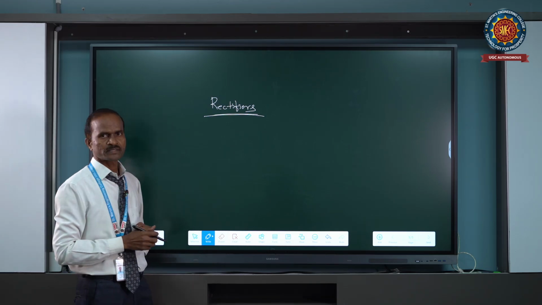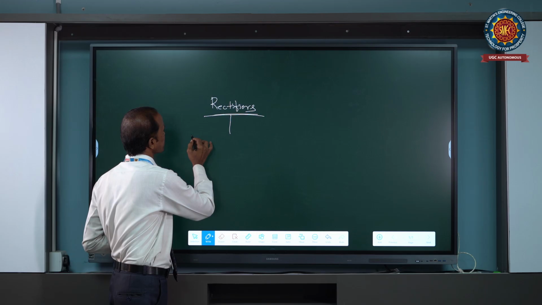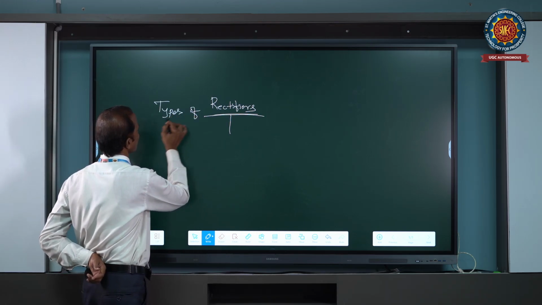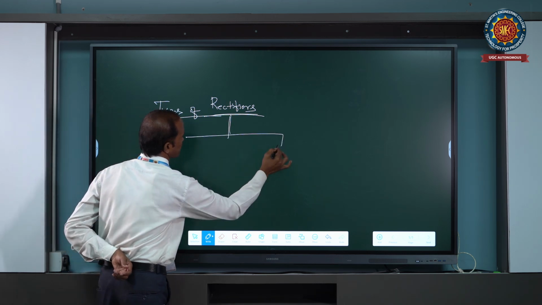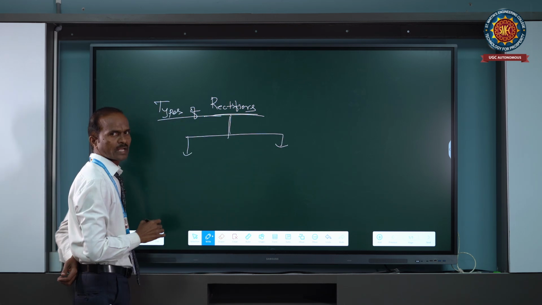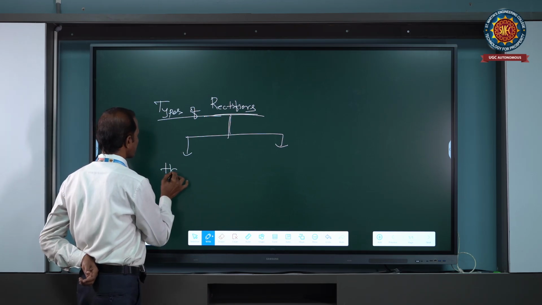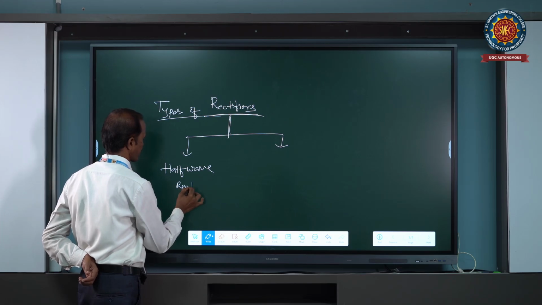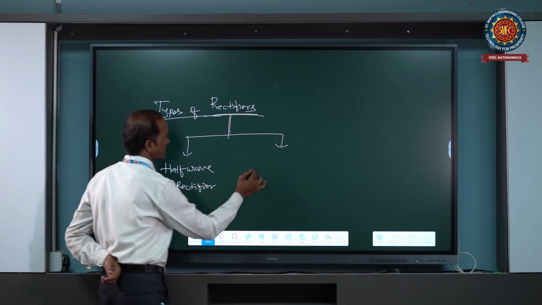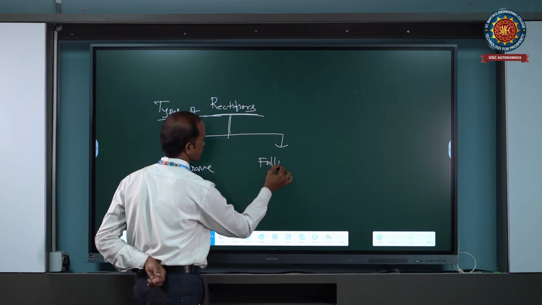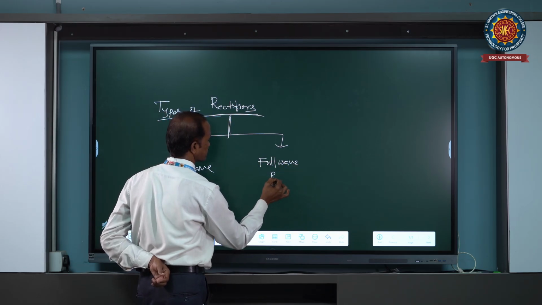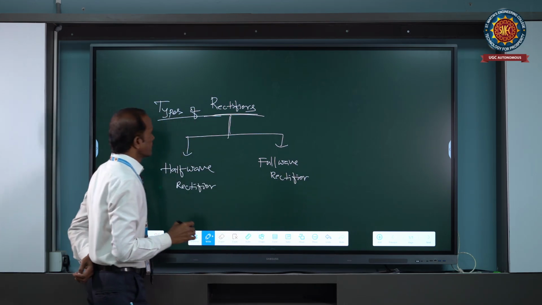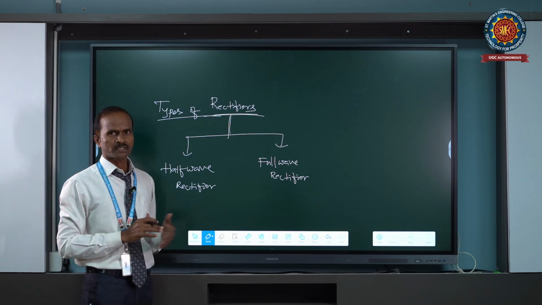Now, types of rectifiers. Generally rectifiers are classified into two types: half wave rectifier and full wave rectifier. So these are the classification of rectifiers.